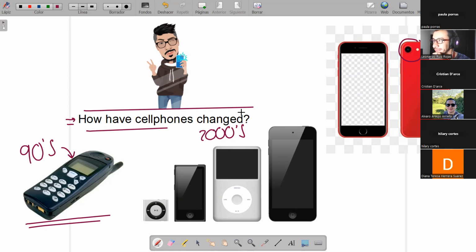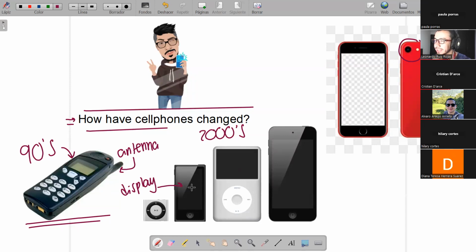For example, the cell phone changed, teacher, with antenna, so no display. Okay, now they have display. Before they had antenna, okay. Christian, were you going to say something else?